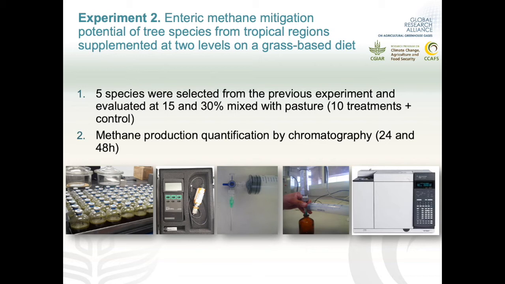In the second experiment, enteric methane mitigation potential of tree species from tropical regions, supplemented at 2 levels on a grass-based diet, was evaluated. Five species were selected from the previous experiment and evaluated at 15 and 30% mixed with a pasture. Also, the in vitro gas production technique was used to quantify methane production in this experiment.